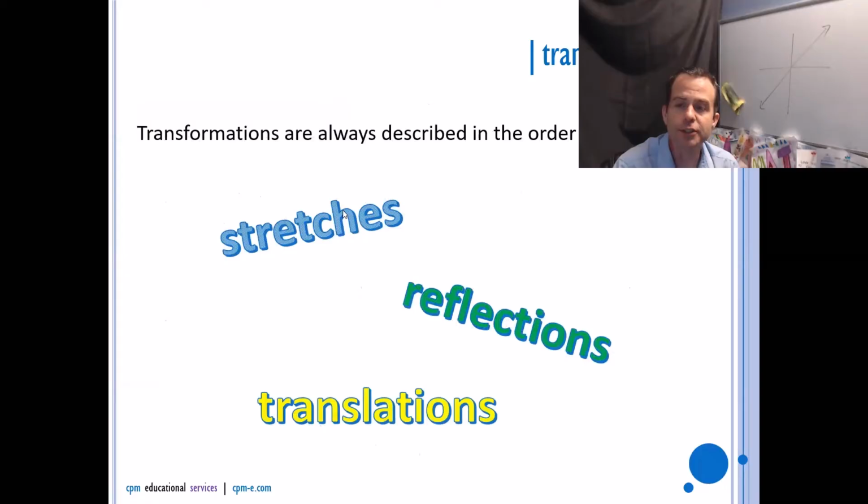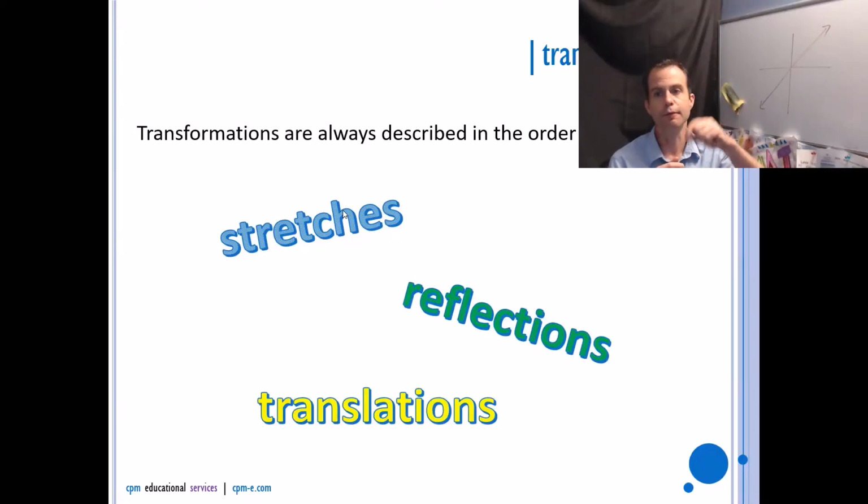Okay, transformations are always described in a particular order, and that order is we have to deal with stretches, then reflections, then translations. Personally, if I ask you to describe transformations, I would also want you to do horizontal before vertical whenever possible. So say you had all 6 items, you would list the horizontal stretch and then the vertical stretch, and then the horizontal reflection and then the vertical reflection, and then the horizontal translation and the vertical translation. Be very careful. I don't know who your teacher was.